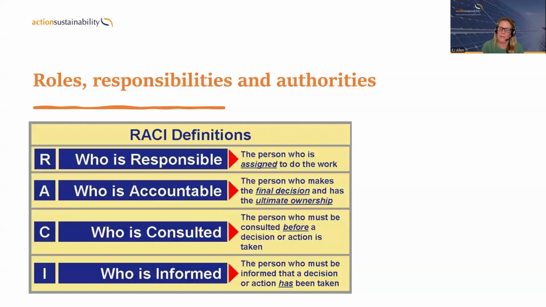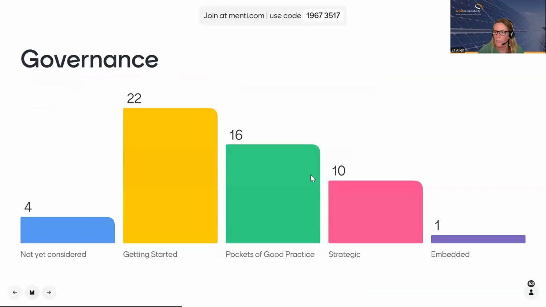Everyone has a role to play in modern slavery due diligence. We all need to prevent, identify, manage and mitigate the risks. Recruitment, operations, procurement, senior management. And it's about empowering people. It's about allocating sufficient resource and driving a culture of collaboration as well. So let's jump on to Menti.